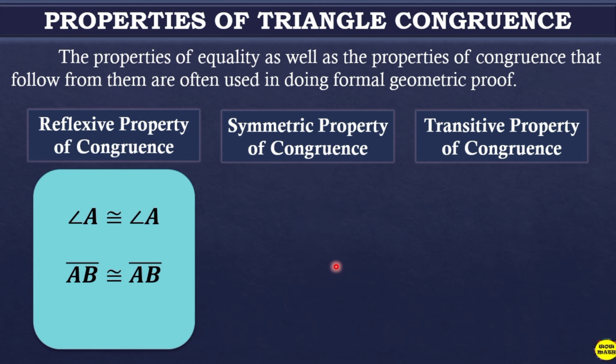So, ito po siya. So, under reflexive property of congruence, we have angle A is congruent to angle A. So, kapag reflexive property, as you can see, pareho sila. Okay? So, segment AB is congruent to segment AB. So, they are exactly the same. So, ito po yung reflexive property.